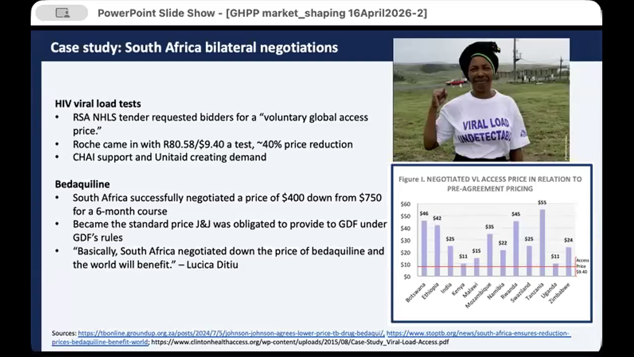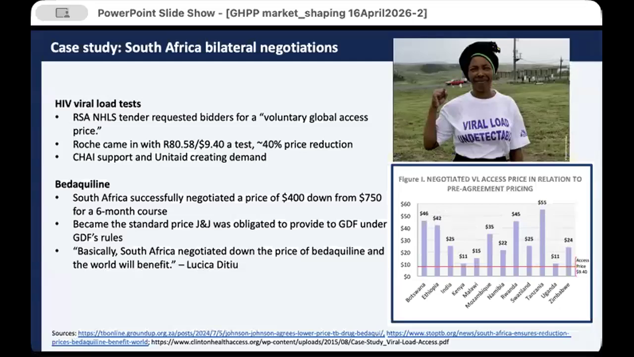And then there's the price negotiation that helped to benefit the rest of the world. In the case of bedaquiline, the South African government negotiated a price of $40, down from $750 per person, for a 6-month course of bedaquiline. Bedaquiline was an oral therapy with fewer side effects than the standard of care at the time, and also helped to double the number of people cured as part of a better oral regimen that was developed over the standard of care that took 2 years of treatment in order to reach a cure, and obviously not for everyone.